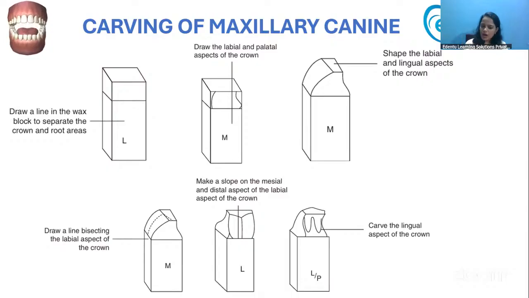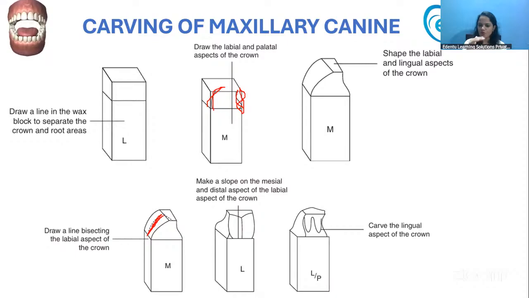Then from the mesial side, mark the outline of the tooth, the outline of the crown area. Like this, there will be convexity in the labial area and an S-shaped region in the distal area. Like that, you have to put an outline and then start carving it. While carving it, one thing that you have to remember is that there is a very prominent ridge on the labial aspect of the canine. So first mark the ridge and then carve it in slopes.